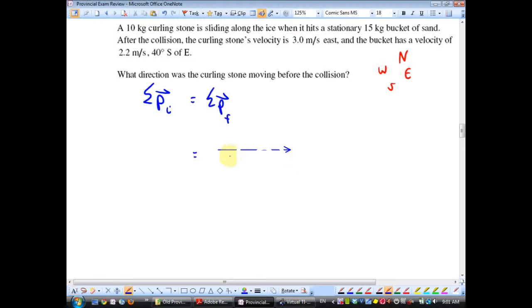It's going to be 10 times 3. There's my mass times velocity. And I have something else moving. Bucket. What's the velocity of the bucket? Direction. South of east. Okay, I'm going to go like this. It's 40 degrees south of east, so 40 degrees south of east. And it has a momentum of 15 times 2.2.